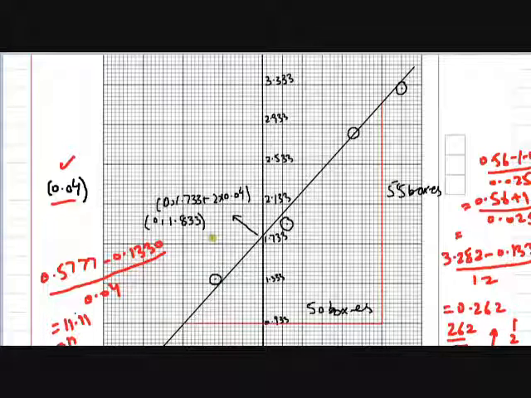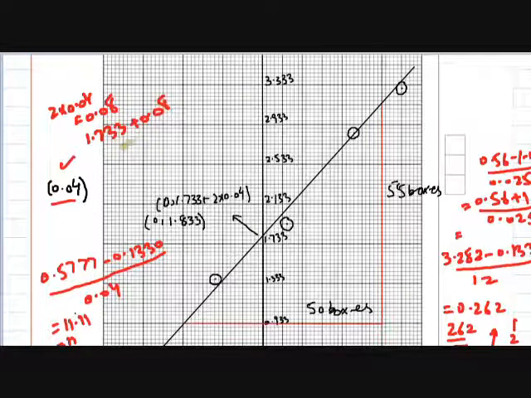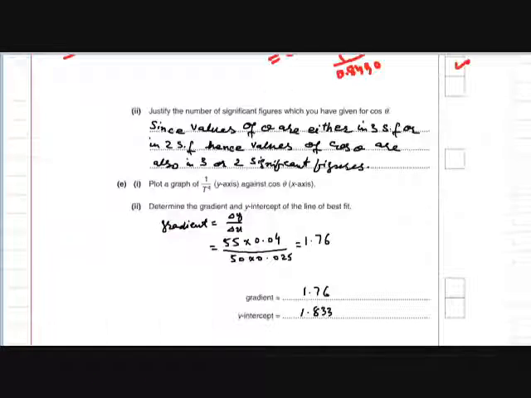1.733 plus, there are 2 boxes, and 2 multiplied by 0.04. See, 2 multiplied by 0.04 is 0.08, and already this value is 1.733. So 1.733 plus 0.08 comes out to be, for the y-axis, this point is 0 and comma 1.833. This gives me the y-intercept. So I'm now going to the gradient and other things. Let us see. This is the gradient.